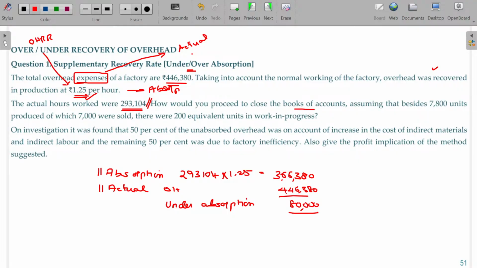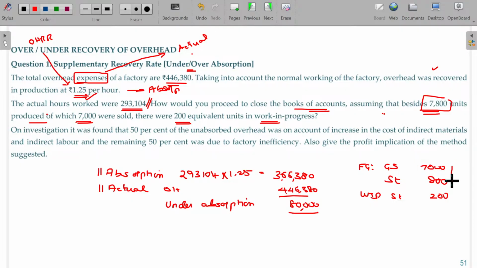How do you proceed to close the books of accounts, assuming that besides 7,800 units produced, of which 7,000 were sold, there were 200 equivalent units in work in progress. So, goods sold: how many units sold? 7,000. Finished goods stock, how many units are there? 800. Work in progress stock, we have 200. Assuming 7,800 units produced, this will be the production. Out of the production, 7,000 sold, 800 remain unsold.